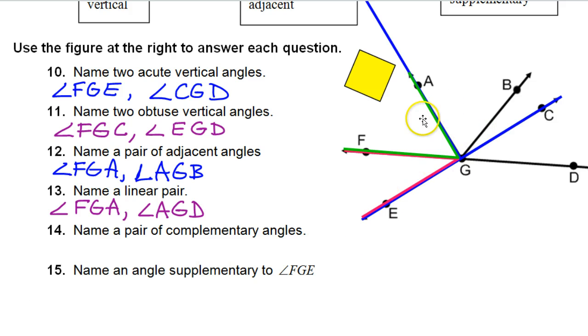So if I look at this side of the perpendicular lines, you see the pink angle and the green angle nestled inside of this 90-degree angle over here. That means that these two will be complementary. So the pink and the green, that's one example. So that's angle EGF and angle FGA. Okay, but there's another pair of angles over here. I could have said angle AGB and angle BGC.